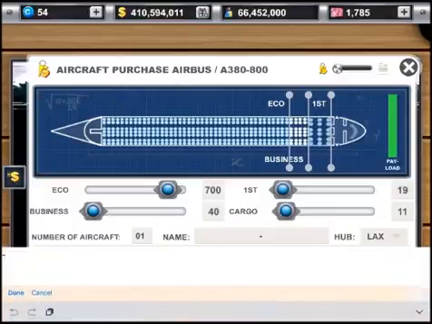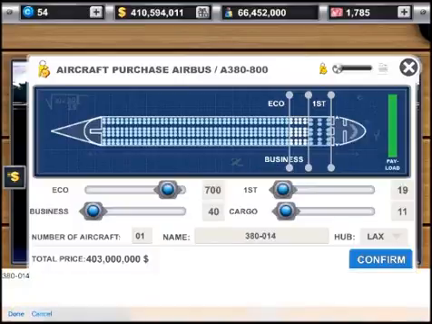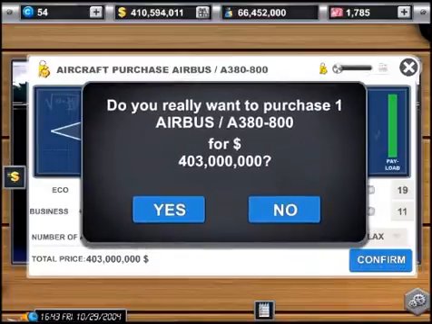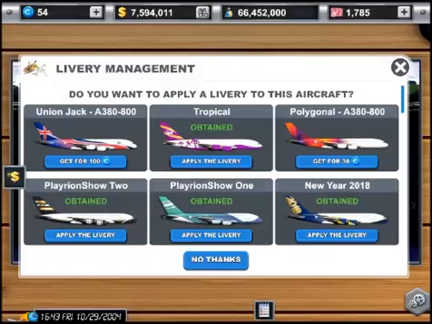And then let's see, I'm trying to remember, I can't remember what plane I'm on. I think I'm on 12. Let's just say, let's use lucky number 14 just in case. Okay, so I've named my plane. Everything looks good, 700, 40, 19, 11. Yeah, I think I'm ready to confirm this order. So let's buy an airplane. Confirm. Yes, I want to buy one. Airbus A380. It's on the way, folks.